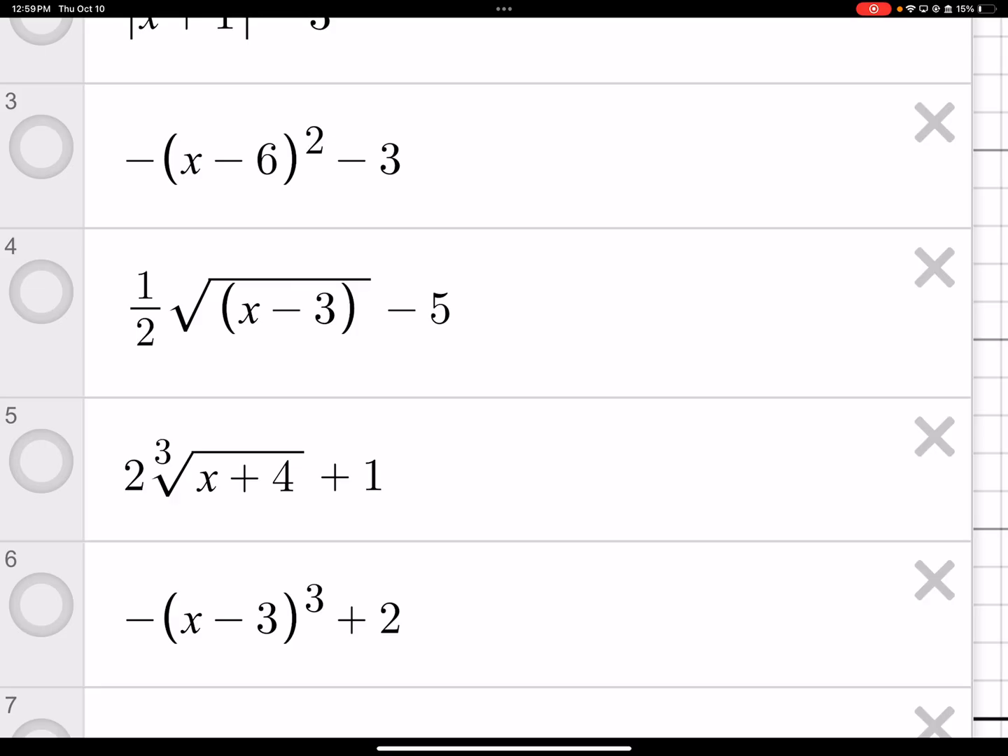Are we ready? So what's the translation going to do? X value. What's going to happen to the x value? It's going to go right 3. It's going to go right 3 and down 5. Okay, so this is going to go right 3 and it's going to go down 5. So let's put that, because that's right. It goes right 3 and down 5.